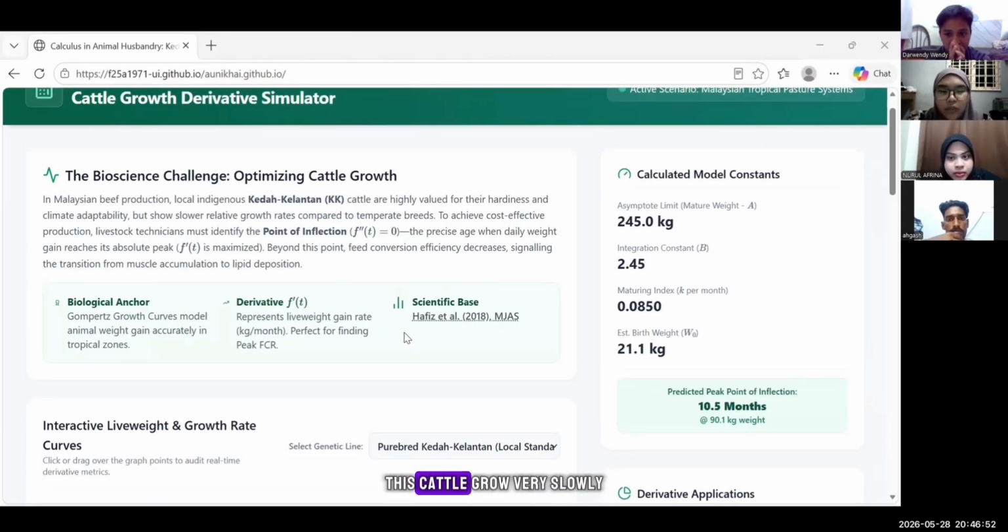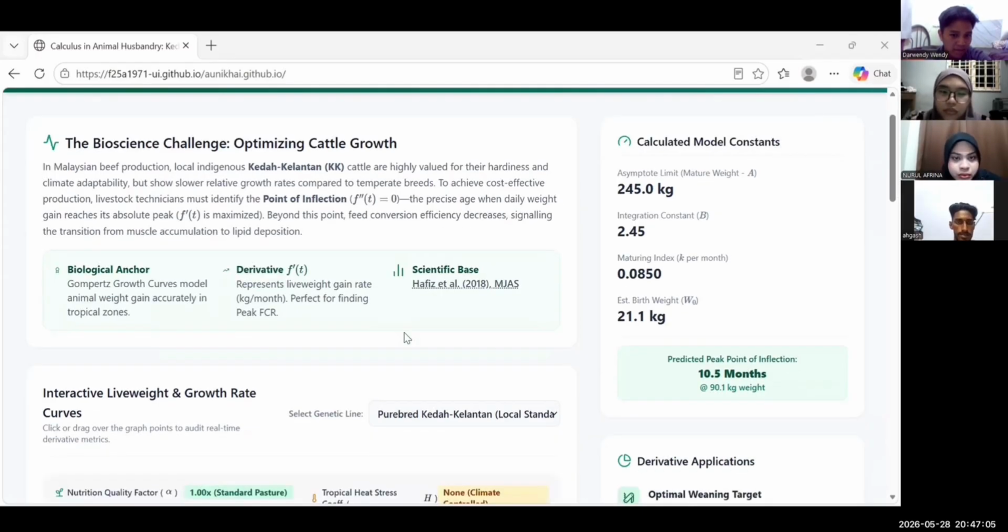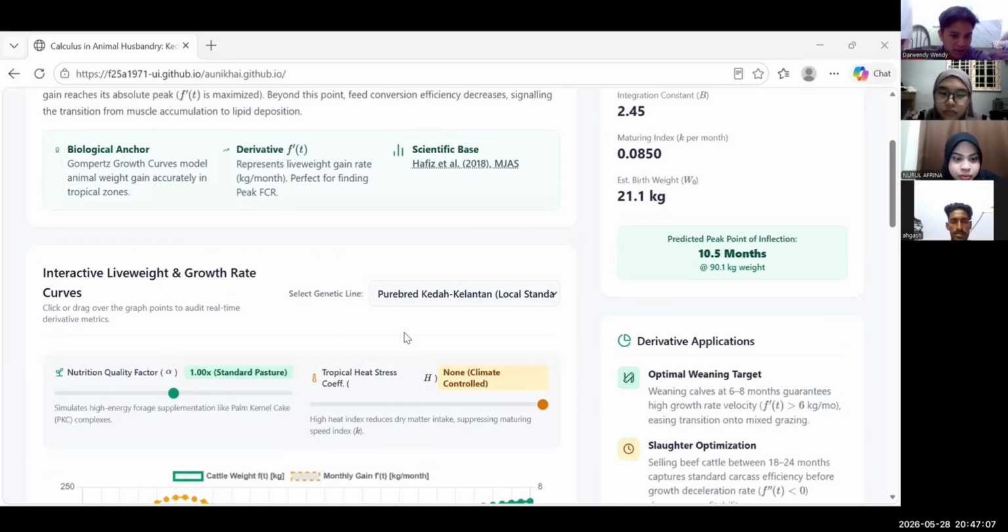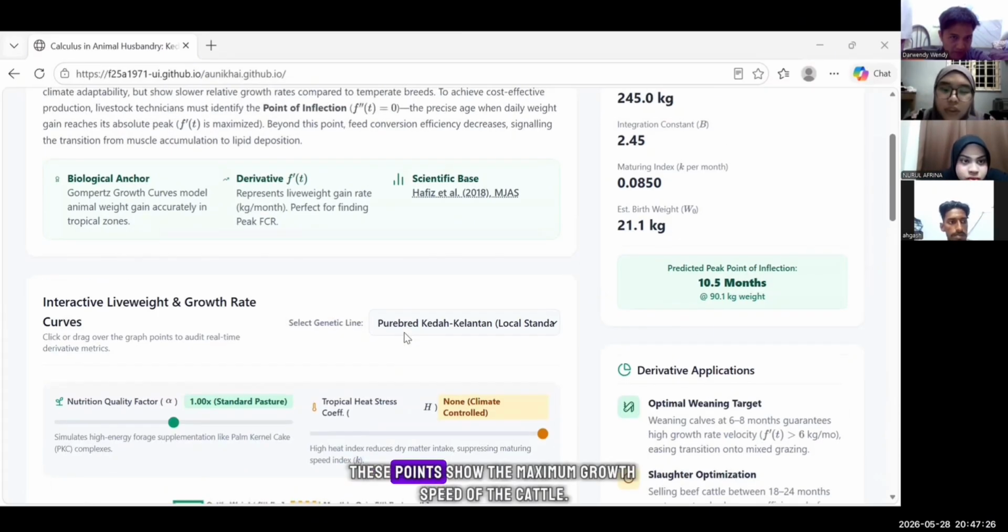This cattle grows very slowly, so I use calculus to find the growth rate using the first derivative f'(t). I also find the point of inflection using the second derivative, f''(t) equal to 0. This point shows the maximum growth speed of the cattle.